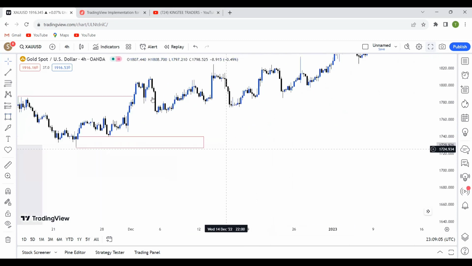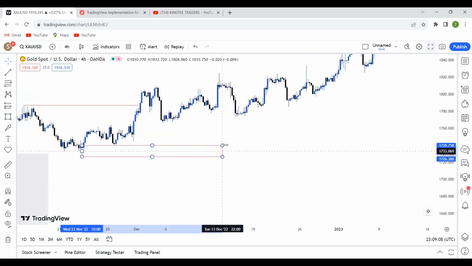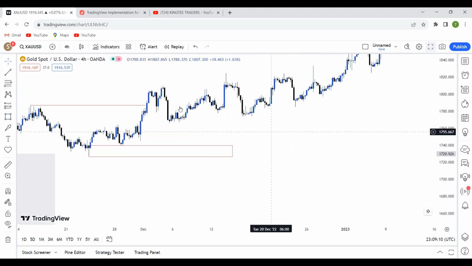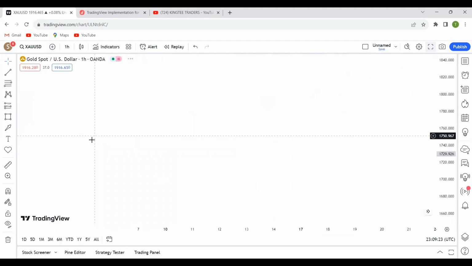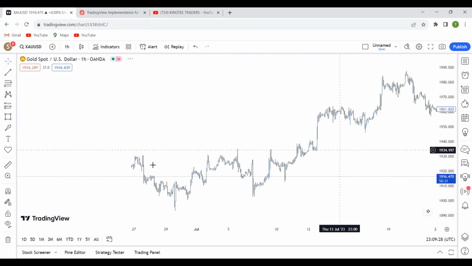But look at what happened. The market didn't come to mitigate this order block. So what is happening here in this case is that if the market leaves an order block, we just move with the trend. We just follow the trend. Now I will jump to 1 hour time frame. Let's go to 1 hour time frame. Let's check 1 hour.